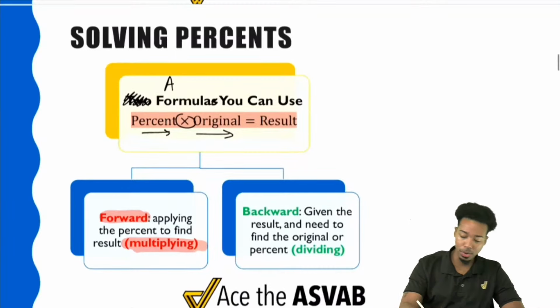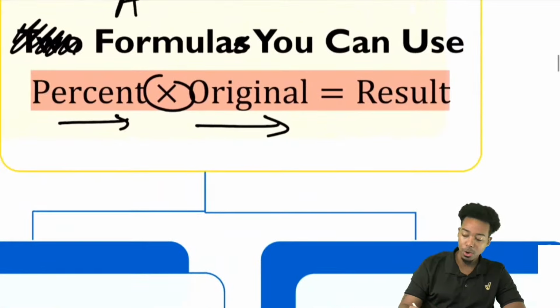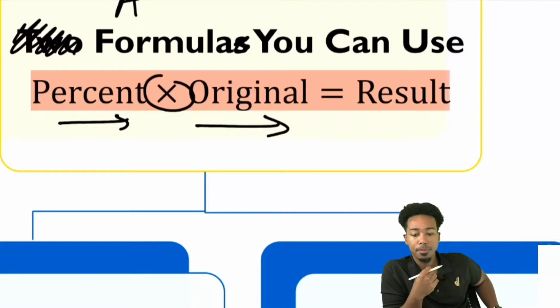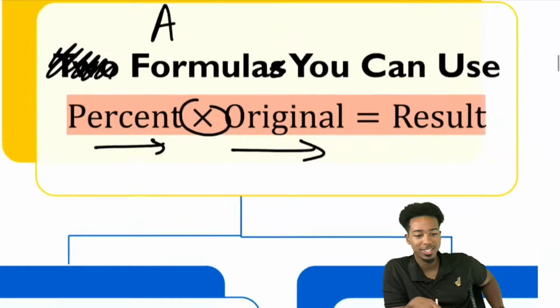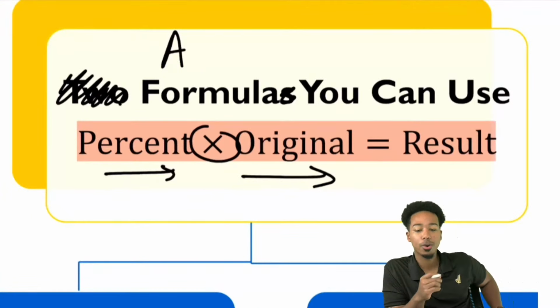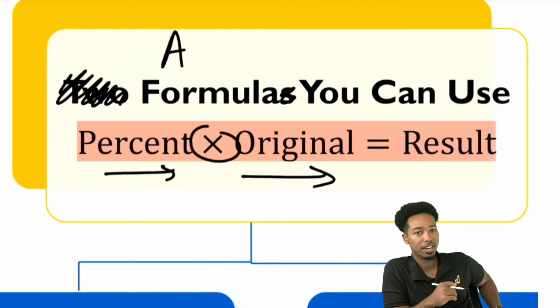Can everybody see that right over here? Let me just zoom in for us. Can everybody tell that we get the result by multiplying the percent and the original? That's what I mean by forward. That's the forward way. Yeah, too close. But yeah, when we're going forward, we are multiplying.